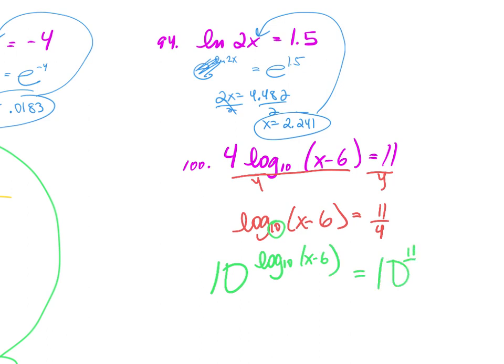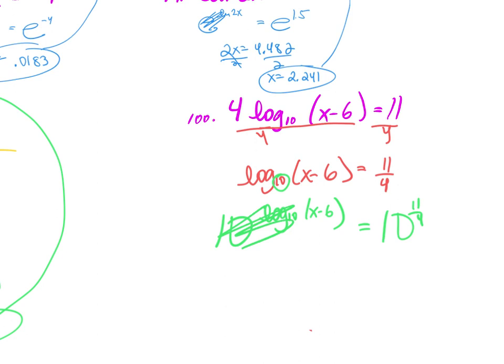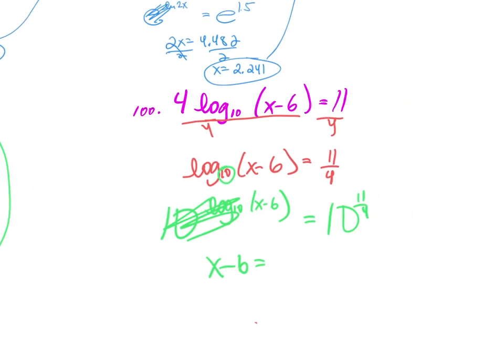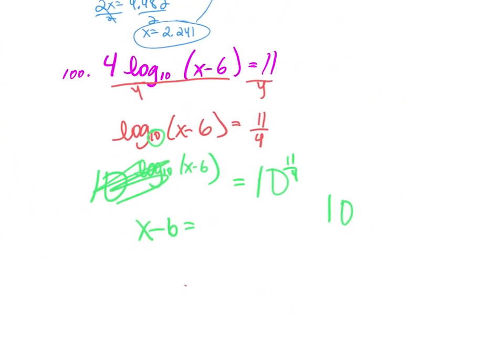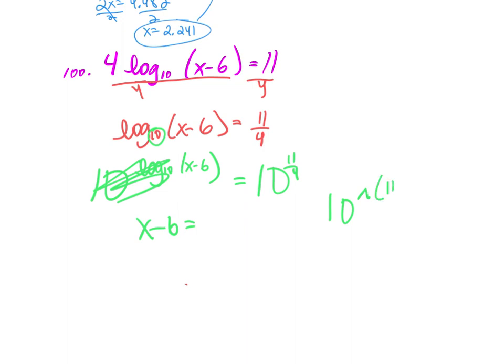So I have 10 to the 11 divided by 4 power. So 10 and log 10 cancel. You get x minus 6 equals. Y'all, in your calculator, this needs to say 10. When you hit the caret button, it needs to be 11 divided by 4 in parentheses. So when I do that, I get 562.341. Now I'm going to add 6 to both sides because I want to get x all by itself.